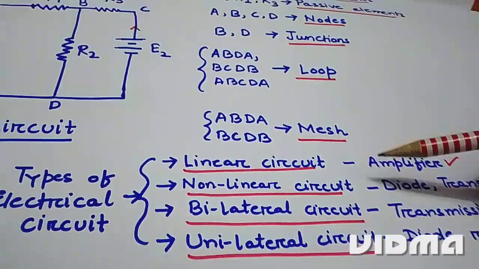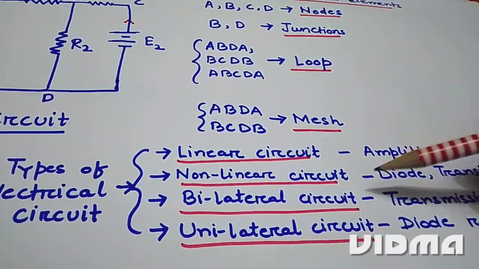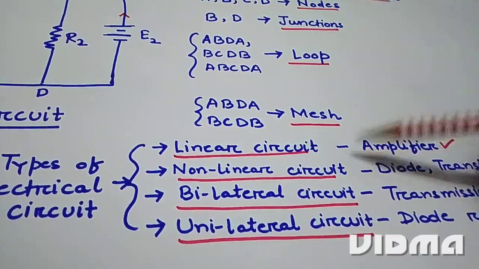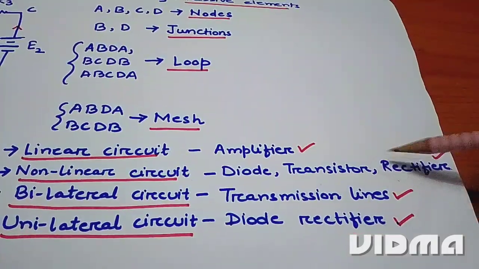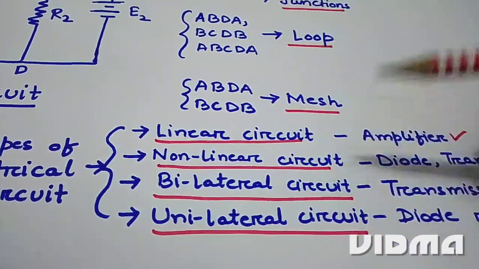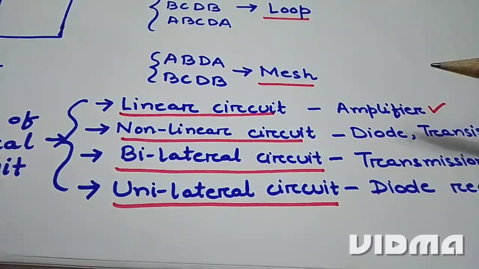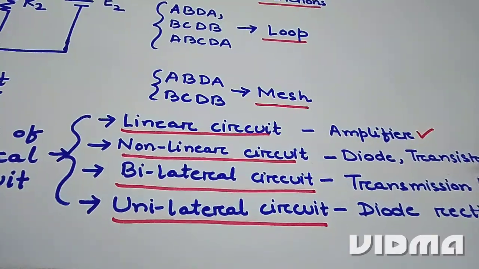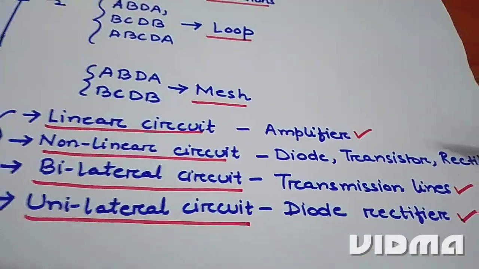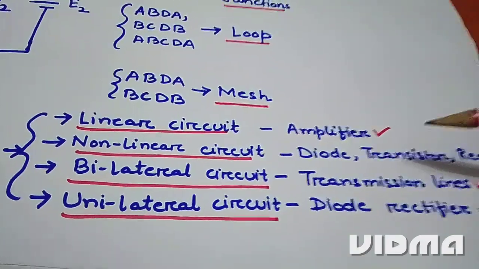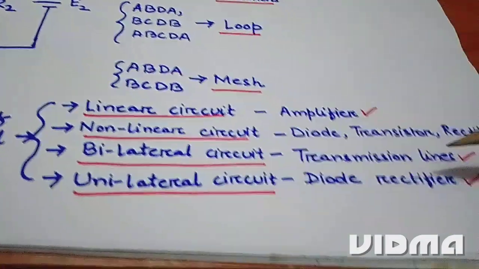Next we go to the non-linear circuit. If the parameters of the circuit change with voltage and current, then the circuit elements present are called non-linear, like diodes, transistors and rectifiers. Next we move to the bilateral circuit. A circuit whose characteristics are the same in either direction of current flow is called a bilateral circuit. For example, a transmission line is a bilateral circuit, because it can be made to perform its function equally well in either direction.